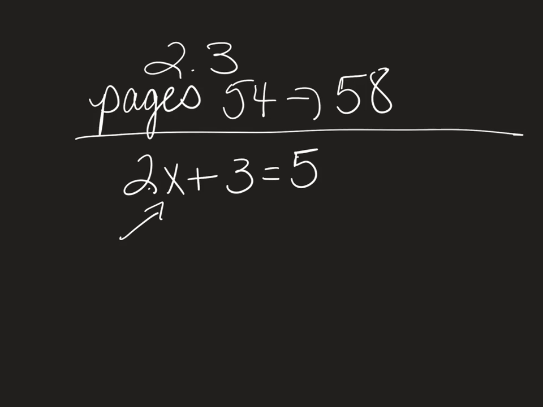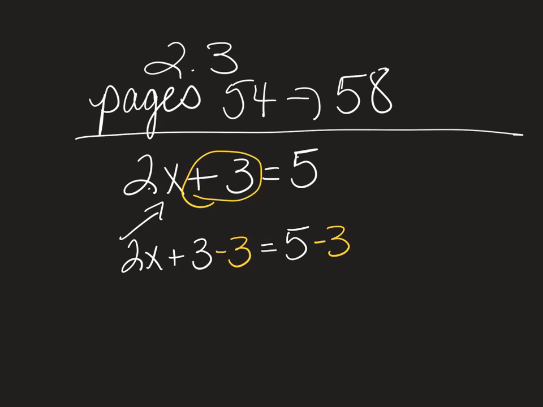So let me rewrite this problem. We have 2x plus 3 equals 5. I left some room here because, what's the inverse operation of a plus 3? Minus 3. I'm doing that same thing to both sides. So that cancels, and then I have 2x equals 5 minus 3, which equals 2, because 5 minus 3 is a positive 2. Now I have 2x equals 2.